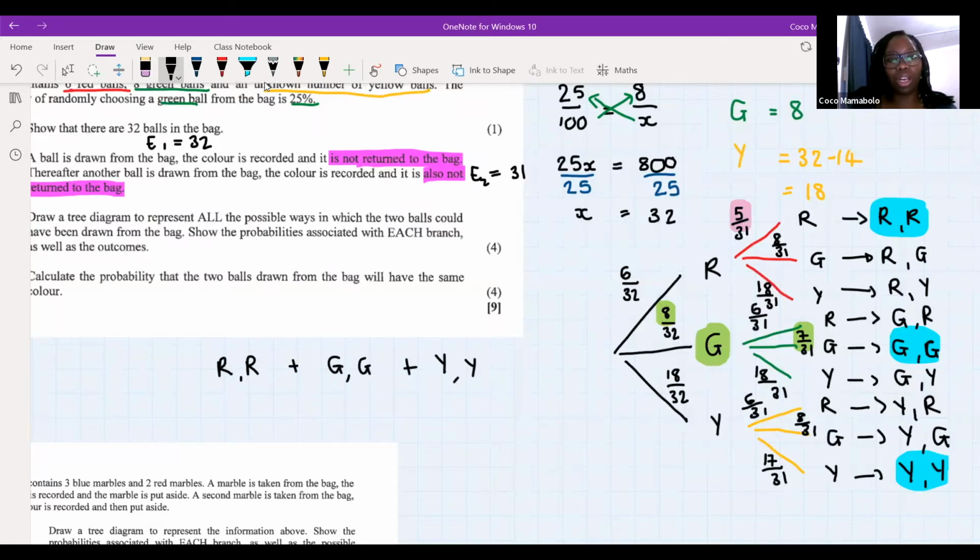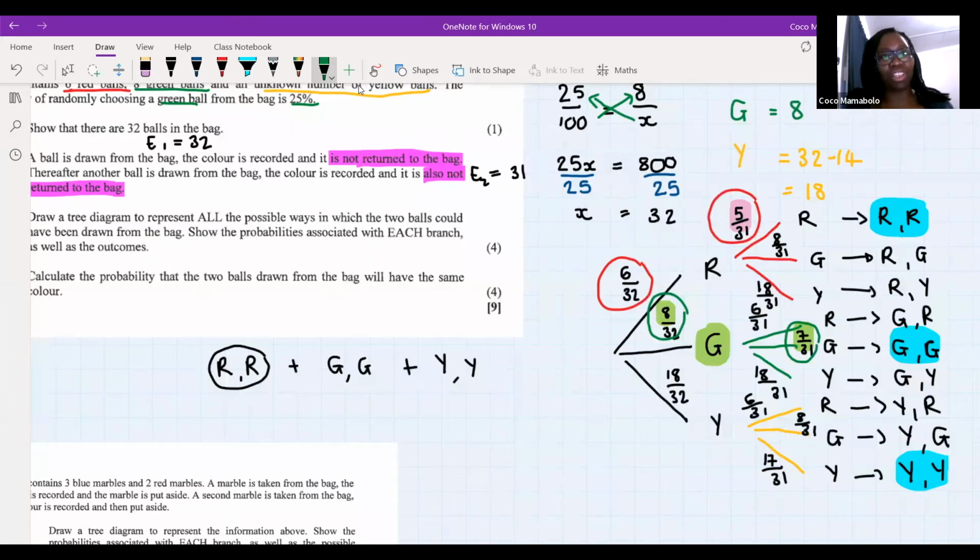When we calculate the probability of red and red, that would be the first probability. It would be 6 over 32 multiplied by 5 over 31. Same with green: we would have 8 over 32 multiplied by the probability of green, which would be 7 over 31. I hope I can trust you guys to give me an answer at the end of this one. It's a bit of a long one.